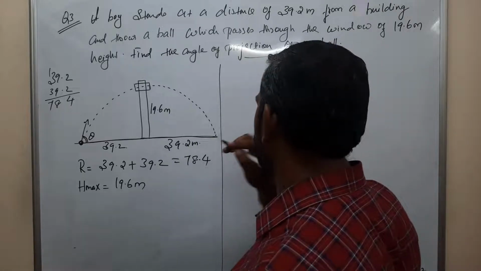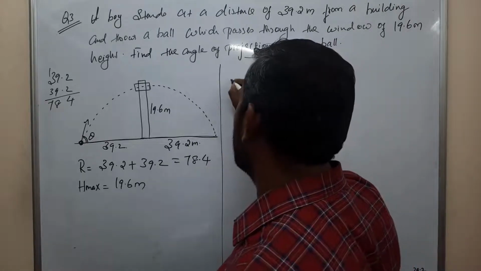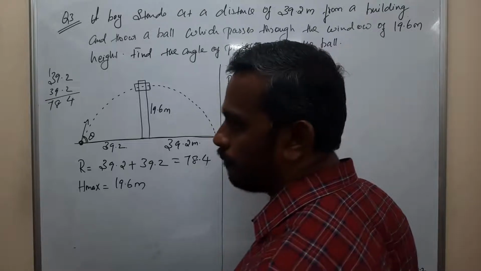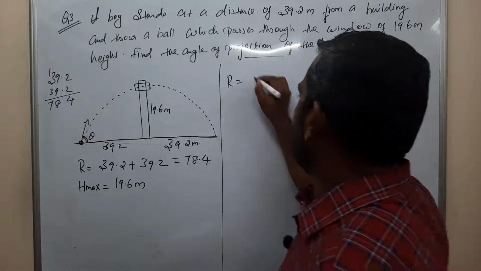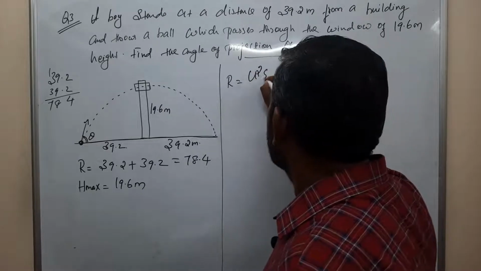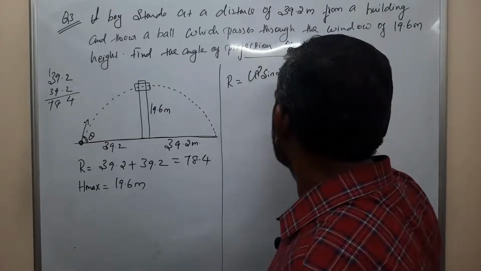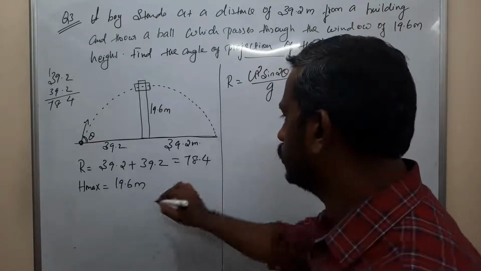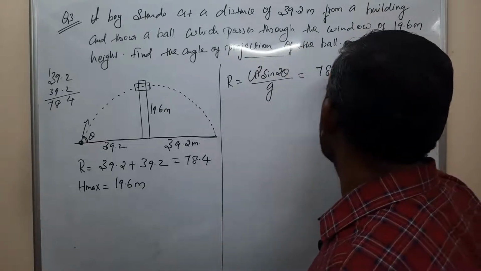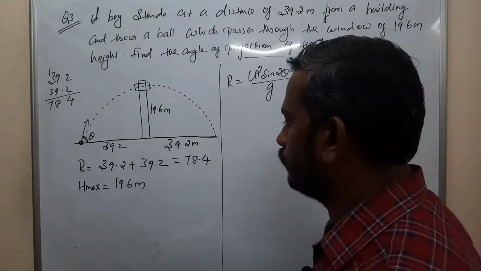So range, what is the formula? R is equal to u square sin 2 theta divided by g. So that's equal to 78.4.